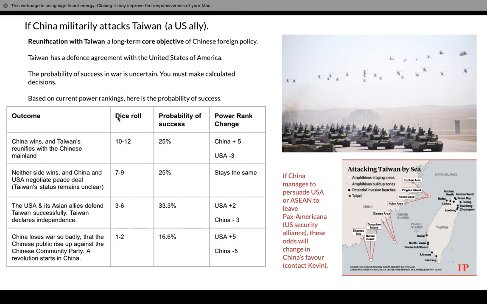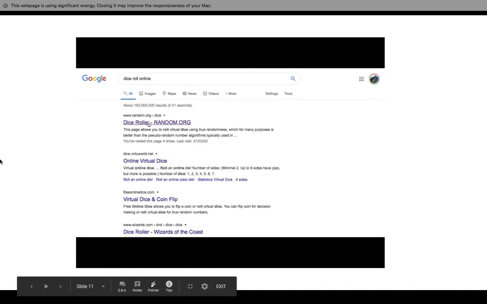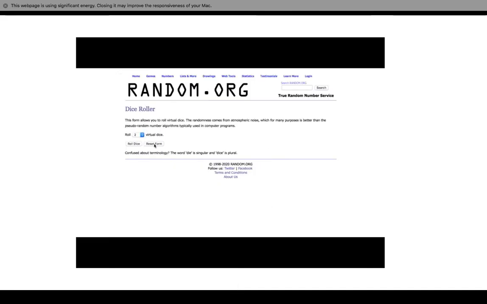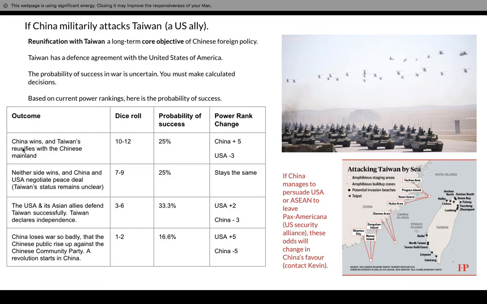So, you guys are going to roll an online dice. Okay? So it'll be something like this. Go to Google, type in dice roll online. You can go to the top one. Make sure that it's 2 dice, and then roll it. Okay, so 7. You will do that with the people that you are attacking.